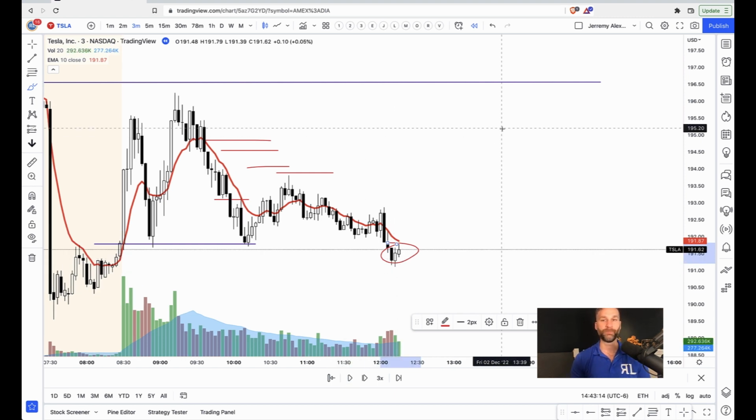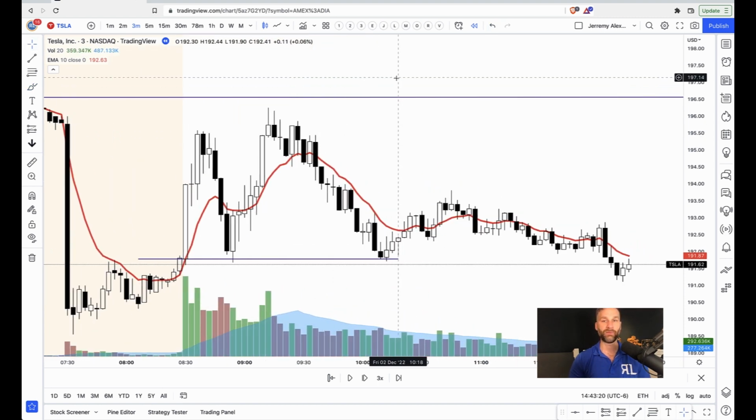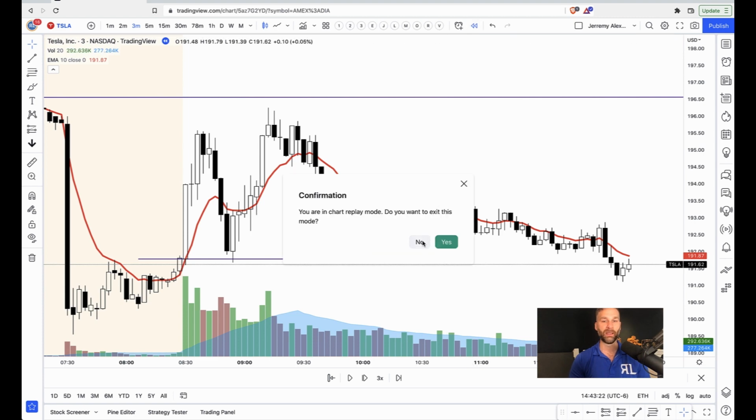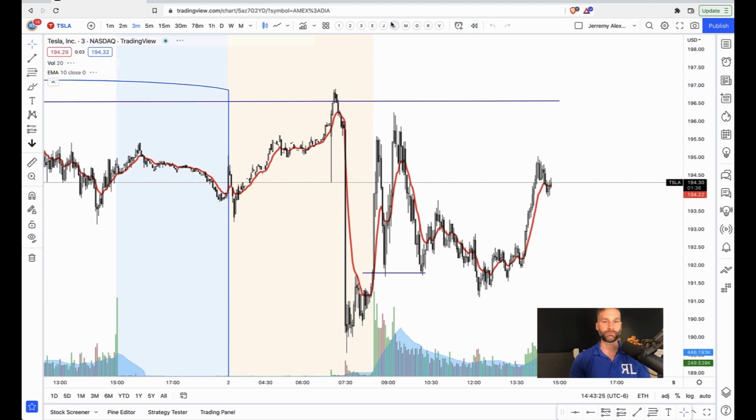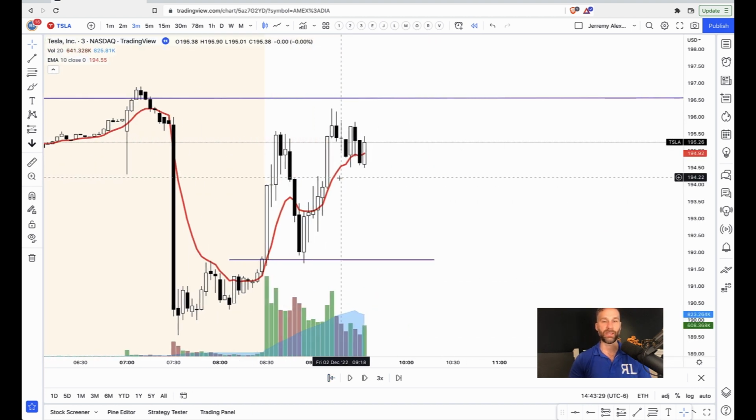I'm profitable for the day on Tesla. Great trade. Now, there were a few traders who also played this breakdown of this pattern here. So if we're going to walk back for just a second, let's go over here and look at the sentiment that occurs at this location.